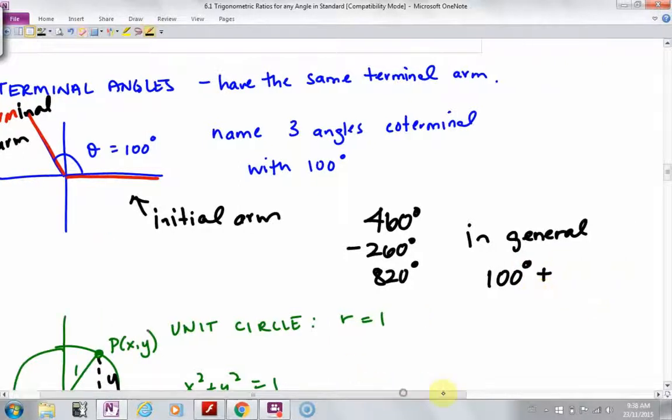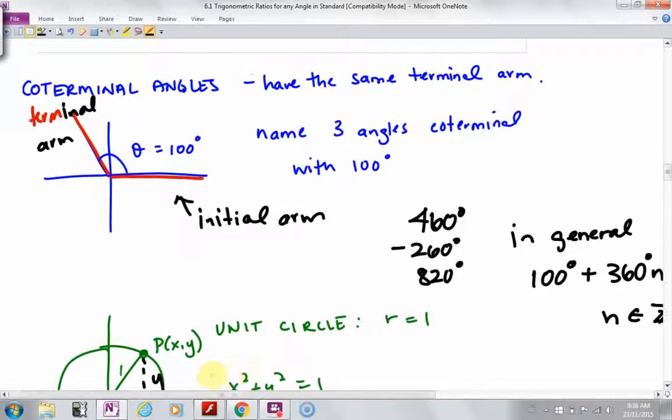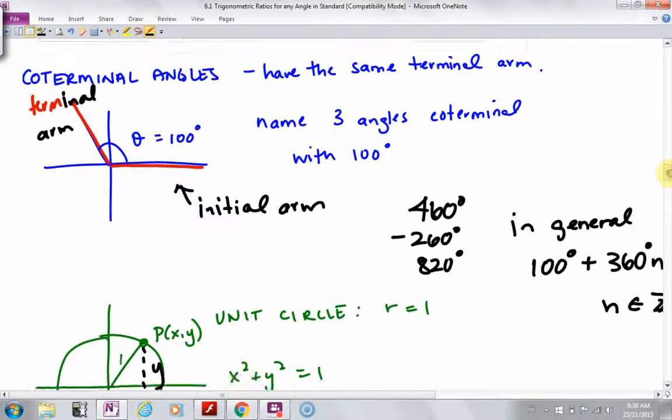Okay? In other words, if you take that 100 degrees, and we're going to add 360 degrees times n, where n is any integer. So in other words, n can be positive or negative. So we're going to either add 360s in multiples, or we're going to subtract 360s in multiples if n is a negative integer. That's going to give us all the coterminal angles with 100 degrees. Okay? Does that make sense? Okay. So that's coterminal angles.